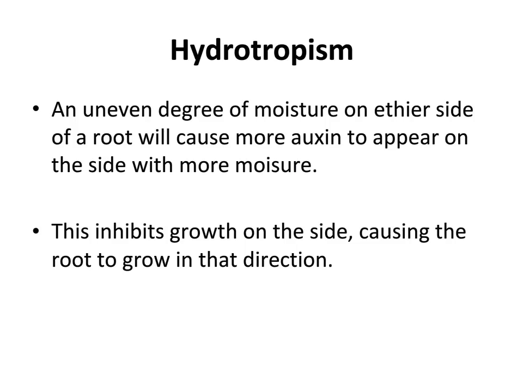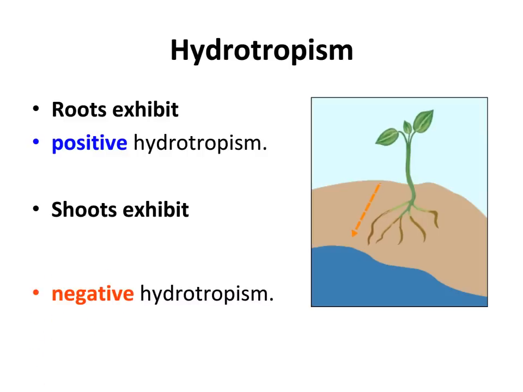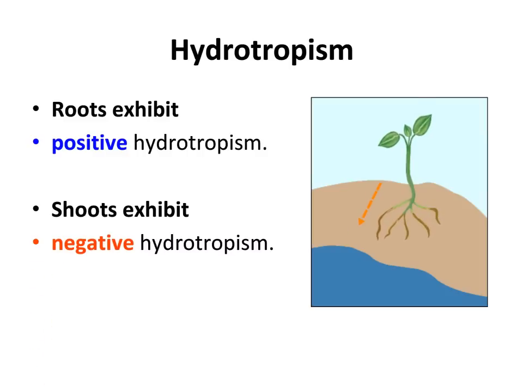Hydrotropism, how a plant responds to water. An uneven degree of moisture, that's water, on either side of a root will cause more auxin to appear on the side with more moisture. So this inhibits growth on this side, which causes the root to bend and grow in that direction. So roots exhibit positive hydrotropism. They grow towards water, which is good for the plant, and shoots exhibit negative hydrotropism. They grow away from water.